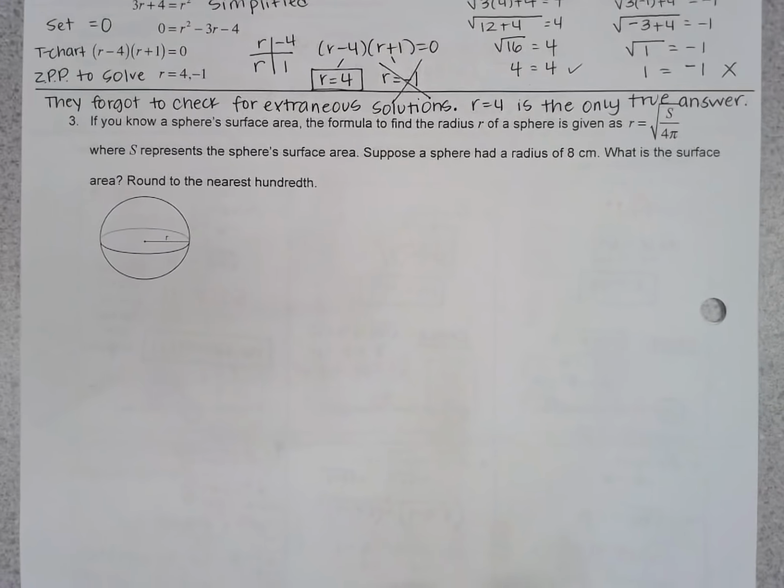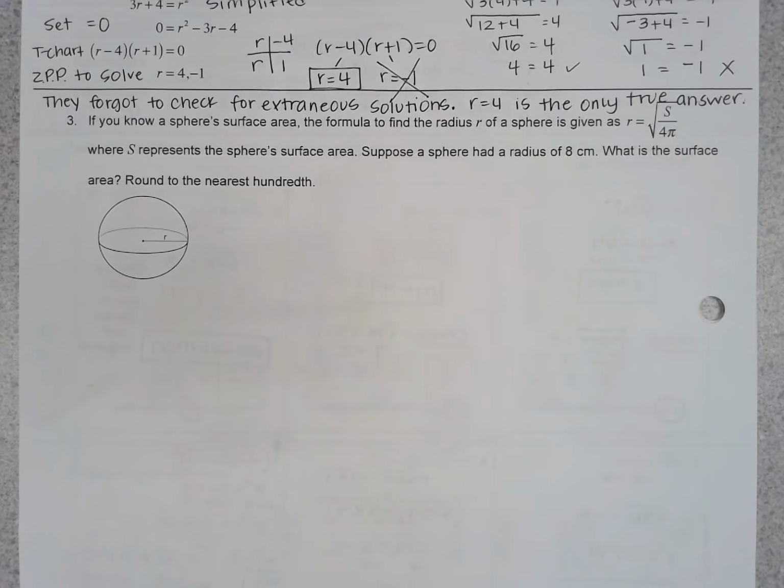This is the kind of question that gets students mad because it's at the end of the notes. It's also our last example of the school year. It says if you know a sphere's surface area, the formula to find the radius is given as R equals the square root of S over 4 pi. So S represents the sphere's surface area.